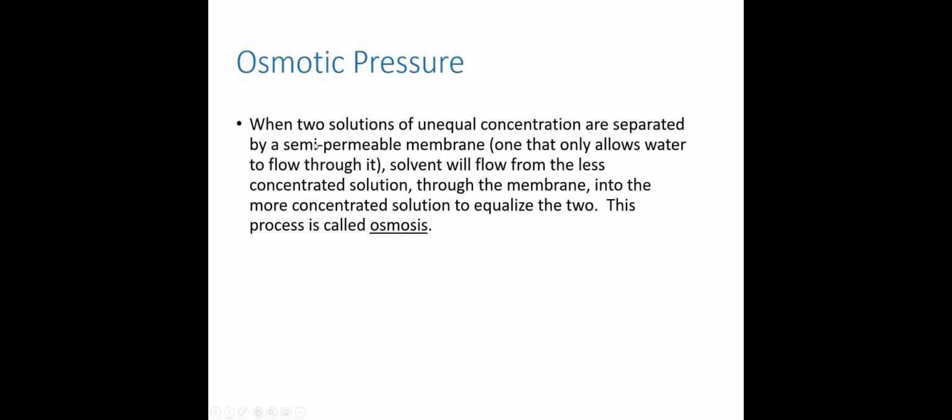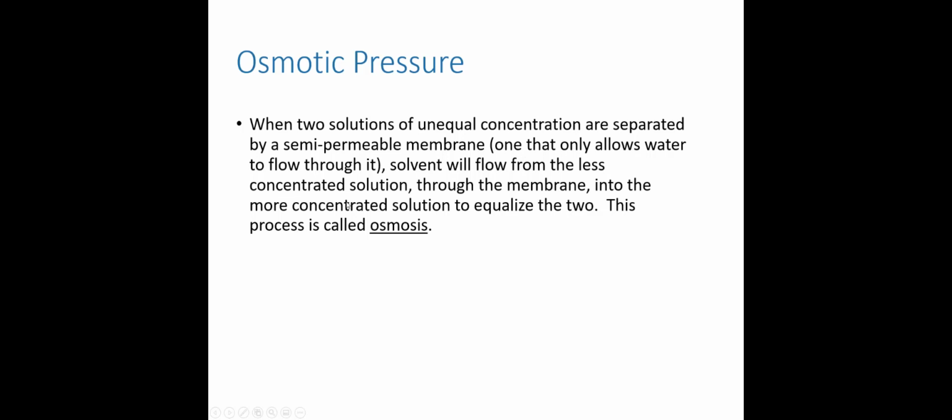And so they're separated by what we call a semi-permeable membrane. A semi-permeable membrane is a barrier that only allows certain chemicals through it. It's a very selective wall. And for now, let's just imagine that the only thing that can go through this membrane is water.